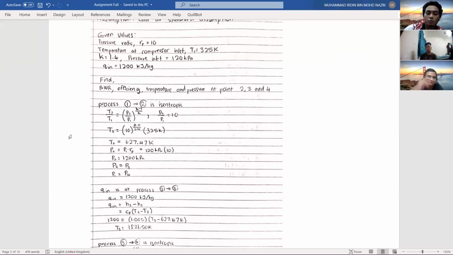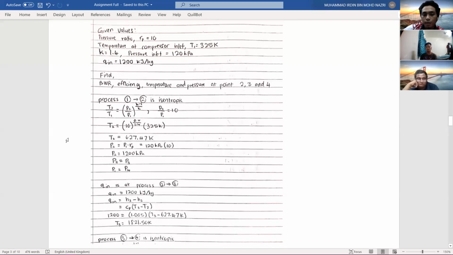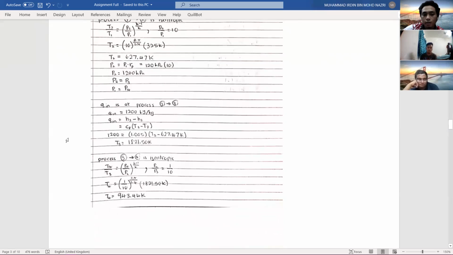Also note that pressure 2 is equal to pressure 3 and pressure 1 is equal to pressure 4, because this is a Brayton cycle. And then we will use the information Q in, which is the process from 2 to 3, that is constant pressure heat intake, and the amount of heat we are going to put into this cycle is 1200 kilojoule per kilogram.